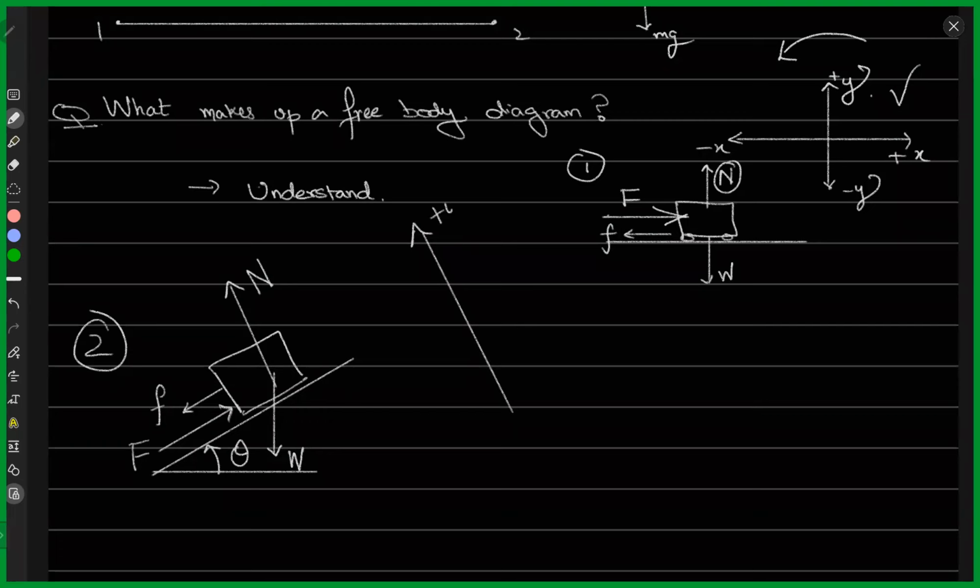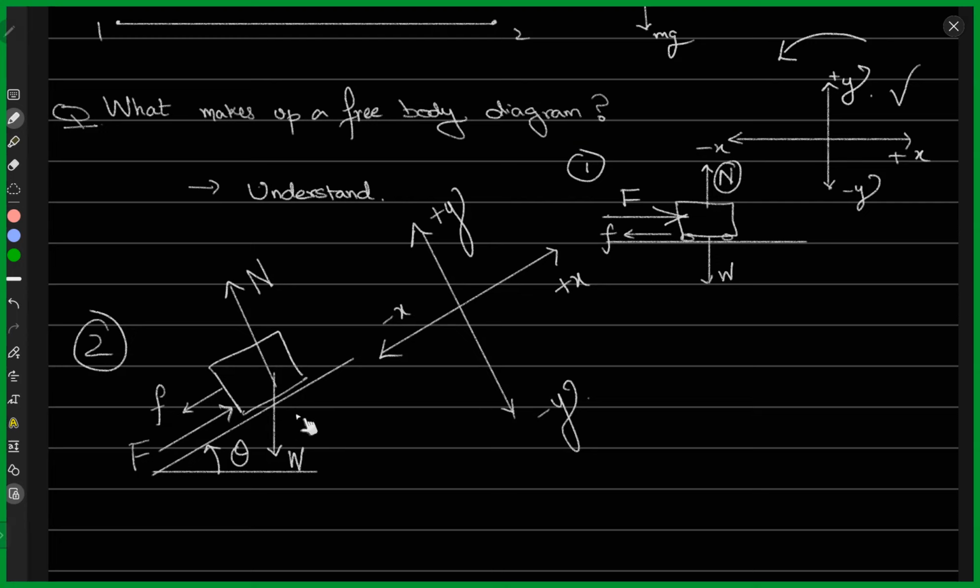Now this is my plus y, and this is my plus x, where this is my minus x, this is my minus y. Now compare your diagram with the coordinate system. Most of the vectors are agreeing with the coordinate system, while only one vector, which is the weight vector, does not agree with the coordinate system.